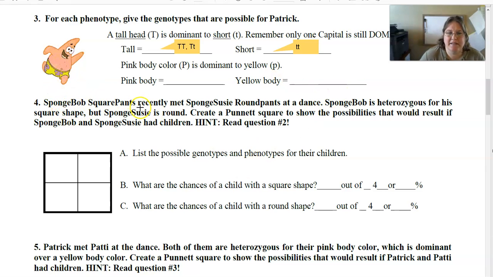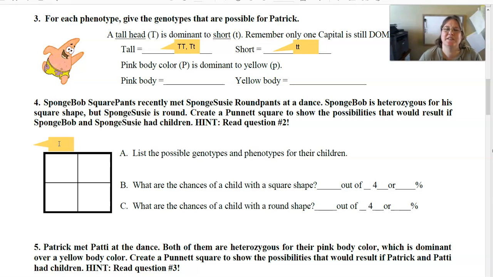SpongeBob SquarePants recently met Sponge Susie Roundpants at a dance. SpongeBob is heterozygous for his square shape, but Sponge Susie is round. Create a Punnett square to show the possibilities that would result if SpongeBob and Sponge Susie had children. Hint, read question number 2. But let's do this. I'm going to pull this over here.